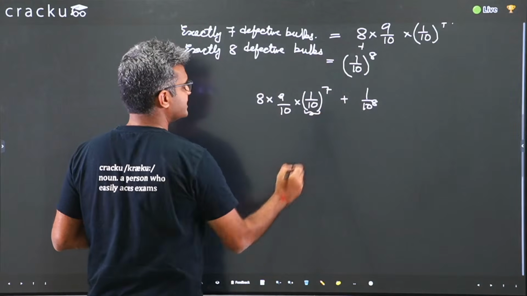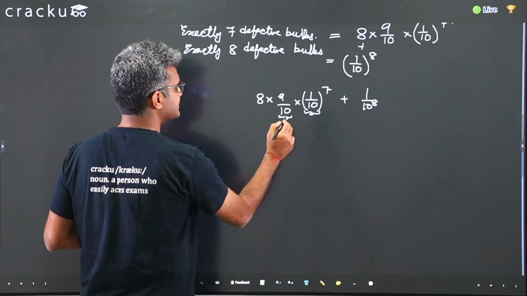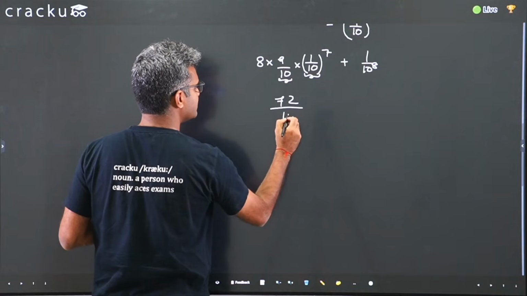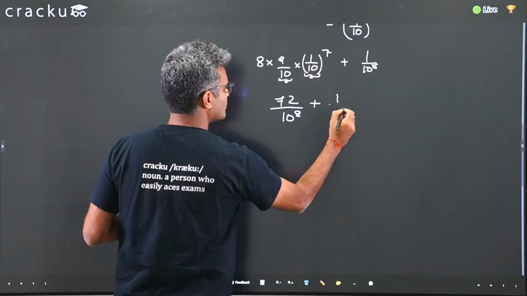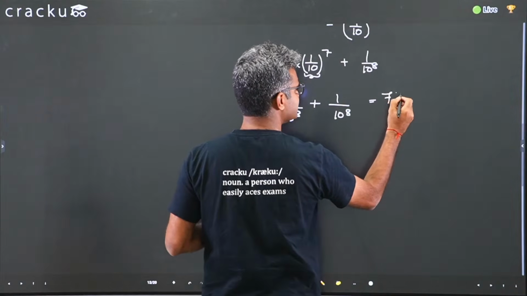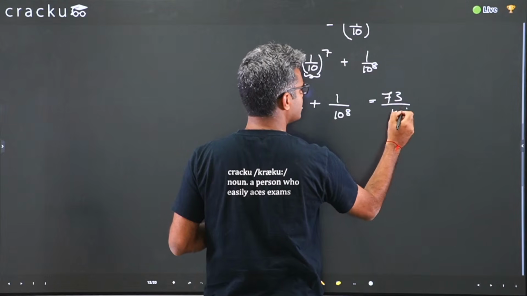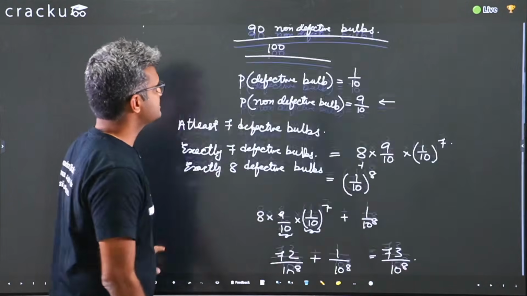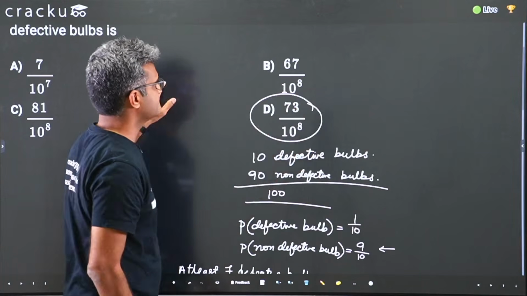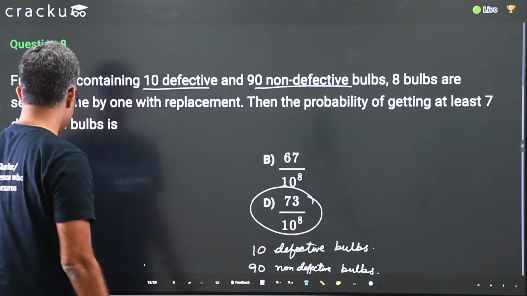This is 1 by 10 to the power 7 and this is another 10. So this is simply equal to the first term 72 divided by 10 to the power 8 plus 1 by 10 to the power 8, which is 73 divided by 10 to the power 8. This is the required answer. If you are looking at it, this is option D. Let us look at the next question.